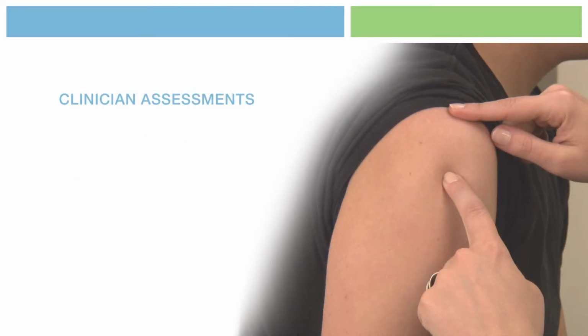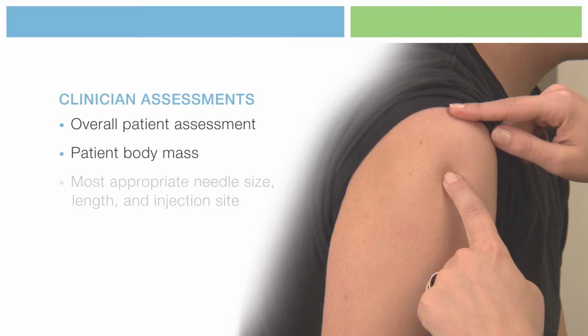The nurse needs some knowledge of pharmacology, anatomy, and physiology. The nurse also needs to be able to do several assessments. As well, the nurse needs to select the most appropriate needle size, length, and injection site. For each site, the nurse should know how to properly identify the site by using anatomical landmarks and should be familiar with potential complications inherent at each site.